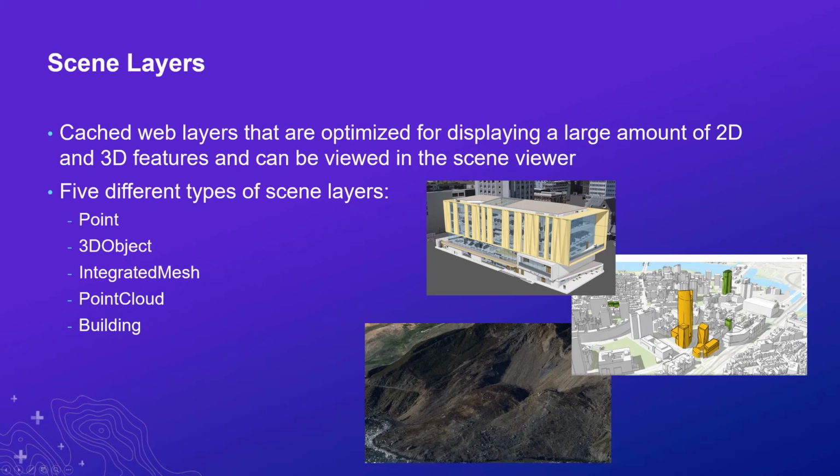The next example here is a 3D object scene layer that was published from the multi-patch dataset. This is just a building shell, so it doesn't contain any of the information that we have in the building scene layer here, like that interior infrastructure. Here we just have the shell of the buildings itself. And finally, this example here is a point cloud scene layer. It was published from a LiDAR dataset, and this is millions of points using the RGB coloring to give it this realistic look.